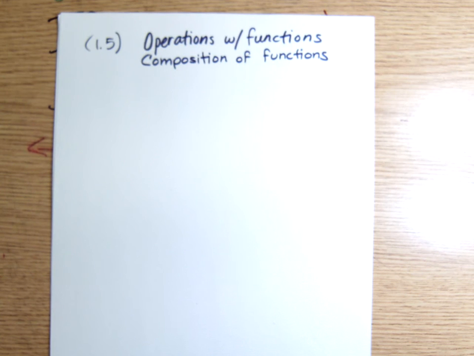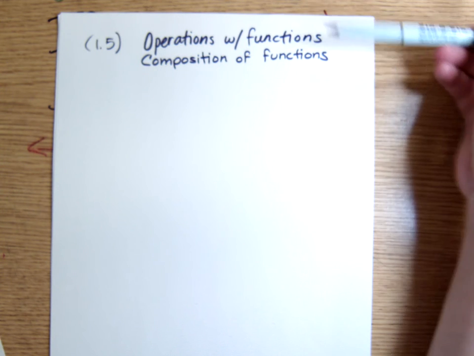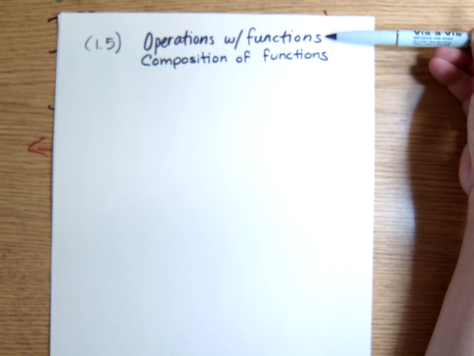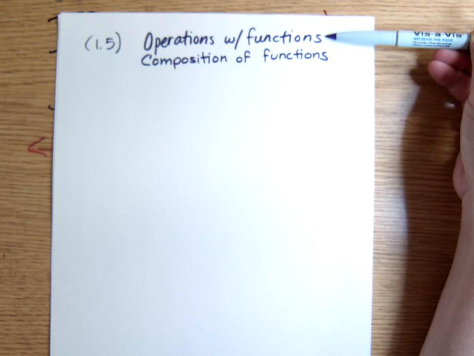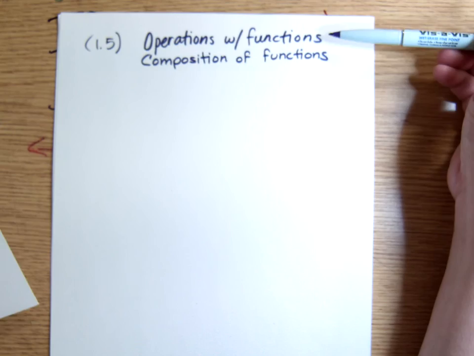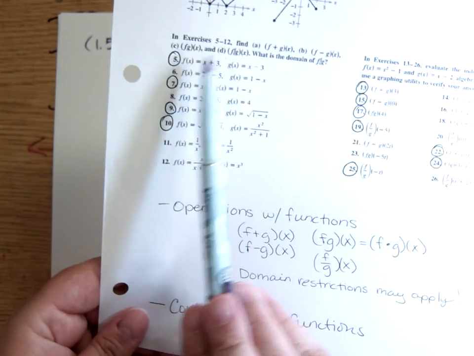Today in class we talked about doing operations with functions and also composition of functions. We spent a lot more time on doing these than we did on composition. But I just wanted to go ahead and walk you back through some of the things you might see in your homework. So first of all, one of the sections that you're doing on homework is 5 through 12.